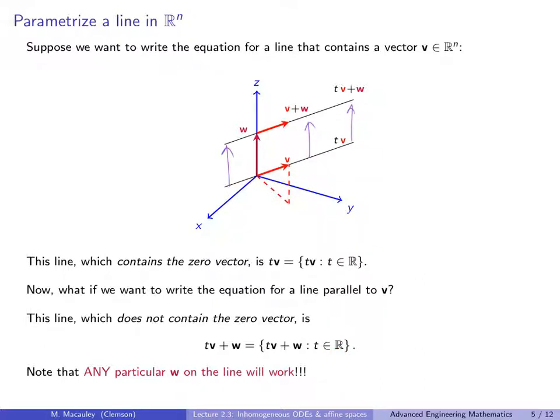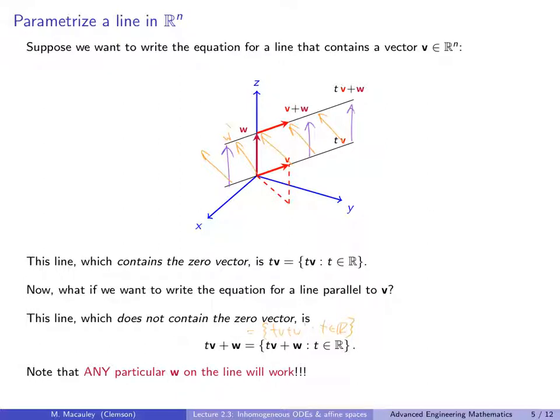And notice that any particular w on this line will work. If we had used a different w, so call it w prime, if we had used this one, w prime, we could have done, oops, these are all supposed to be parallel. These are done the same thing. And in that case, we would get that this set is equal to tv plus w prime, where t is a real number. Now, with a different parameterization, different t's are going to give us different vectors, but as a set, these describe the same line.